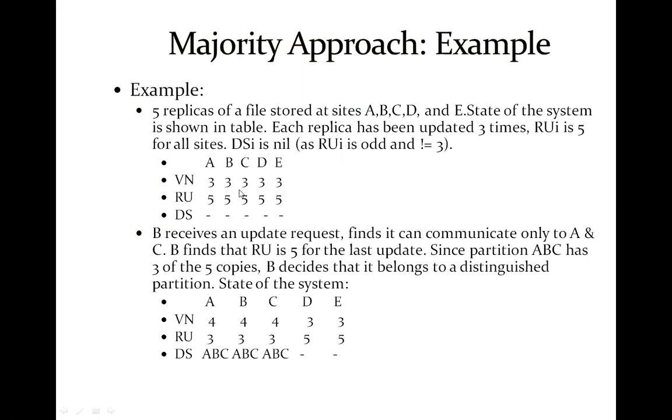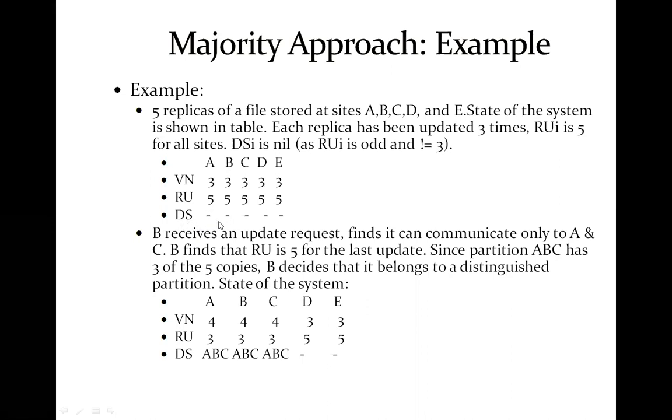In this table, it is shown that each replica is already updated 3 times. Each replica is updated 3 times. So the version number of the replica at each site will be 3, 3, 3, 3, 3. And RUi, meaning RU at A and all the sites, is 5. It means all the sites are accessible by every site. And in this particular case, DS will be irrelevant.